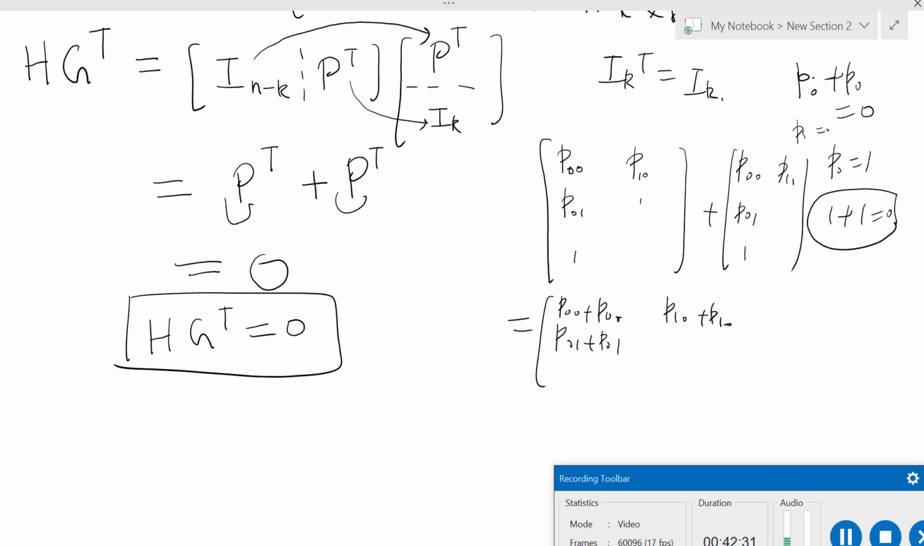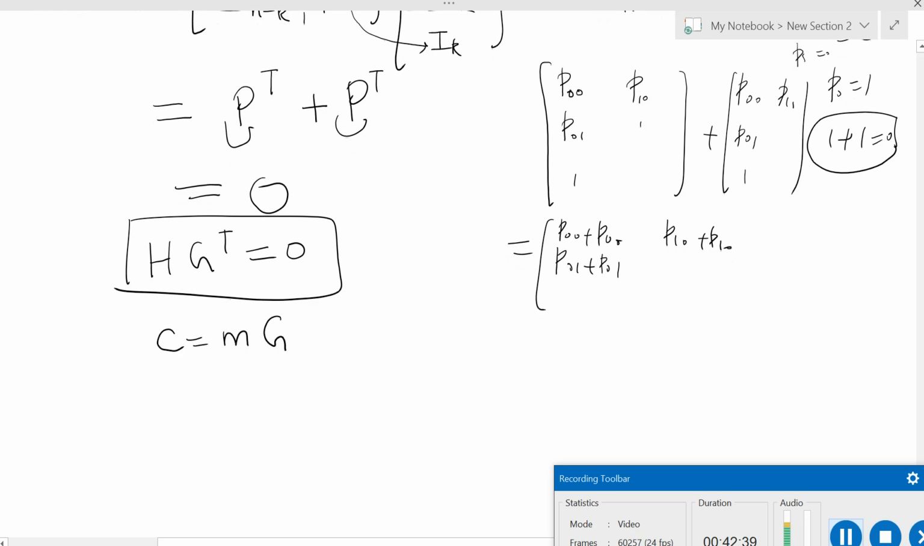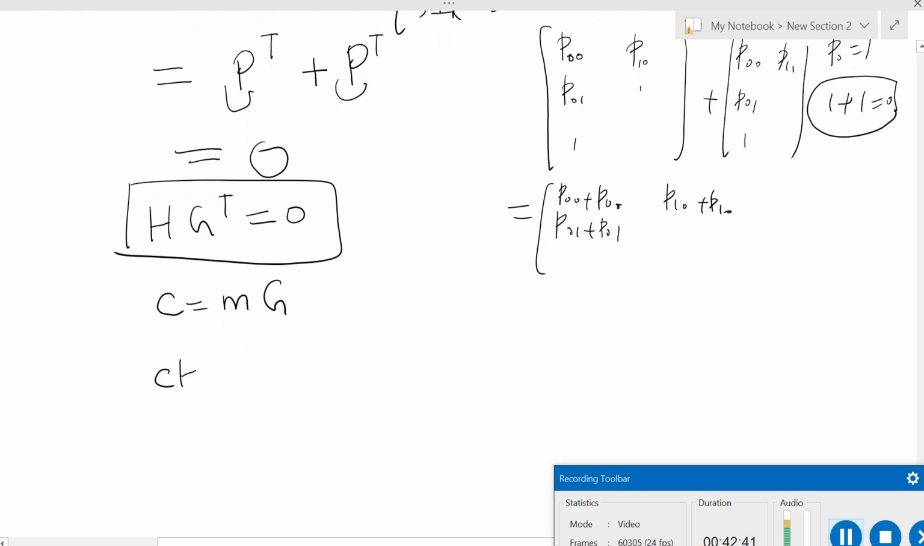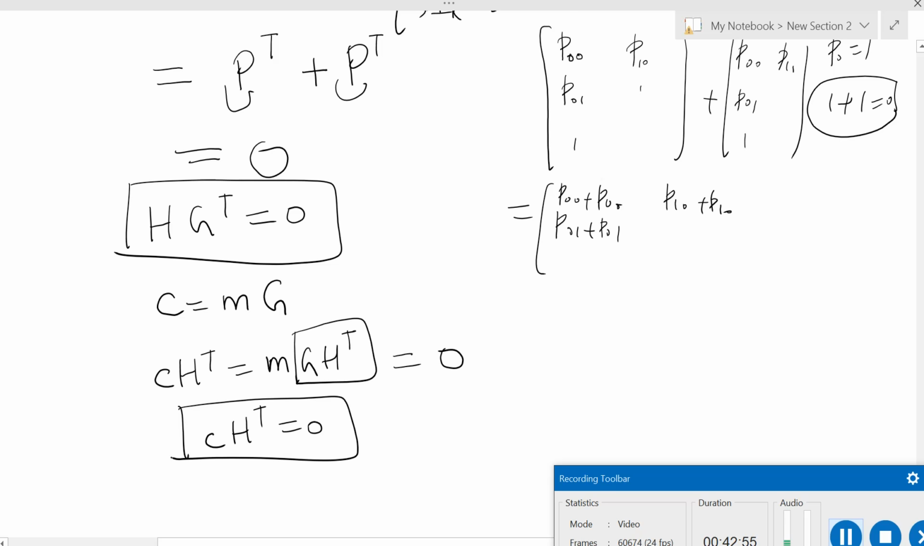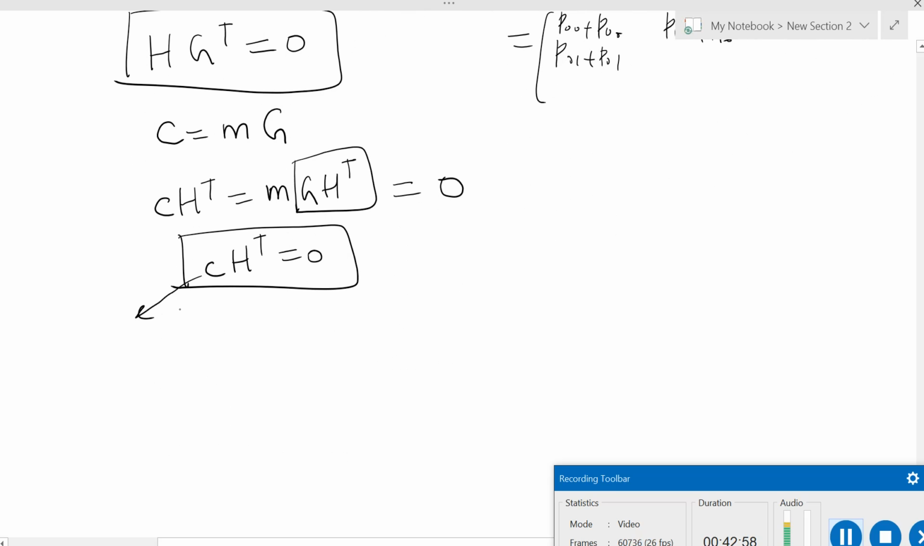Why is it important? Look at this. You have C = mG. This is how you generate the code word. Now if you multiply by H transpose on both sides, you get C H transpose equals m G H transpose. But G H transpose is 0, so you get 0. So C H transpose is 0. It means that if something is a code word, then when you multiply it with H transpose, it becomes 0. How it is important, we will see later.